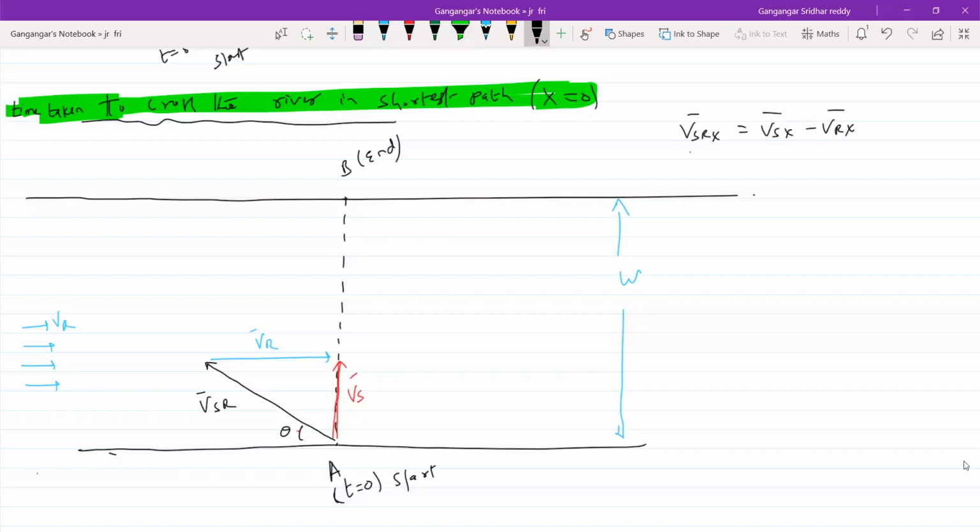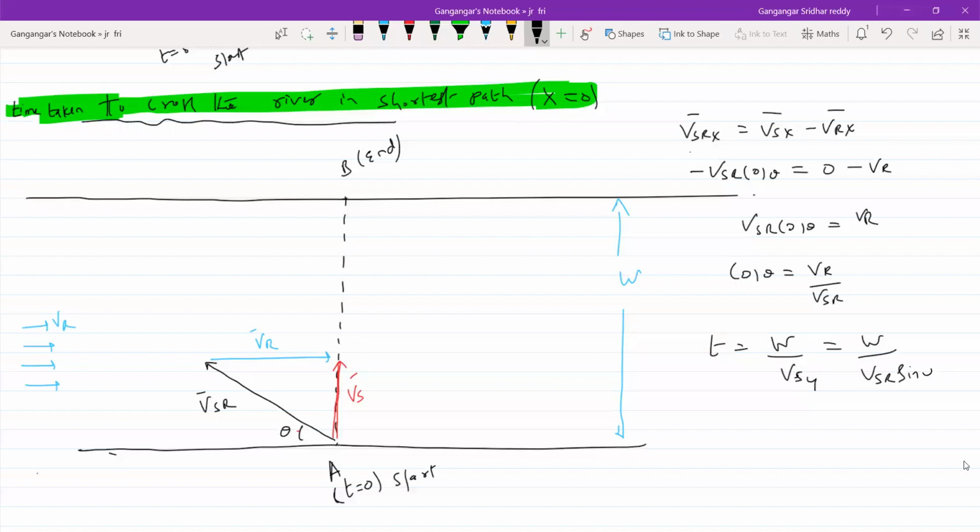Vsrx, velocity of swimmer with respect to river. So it is what direction? Minus Vsr cos theta. This should be 0, Vrx. So Vsr cos theta should be equal to Vr. So what is cos theta? Vr by Vsr. What was our question? Time taken to cross the river. We'll determine time taken to cross the river: W by Vsy, W by Vsr sin theta. Sin theta, what can you write? Root of 1 minus cos square theta.